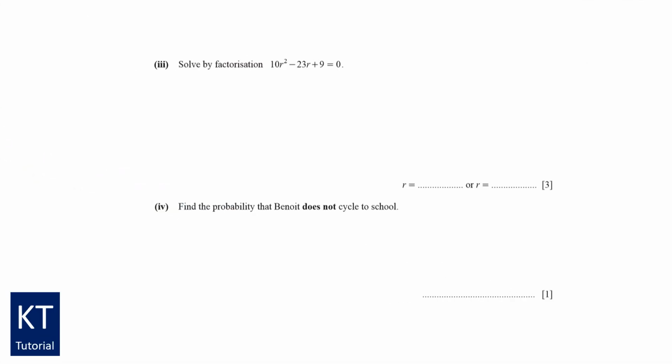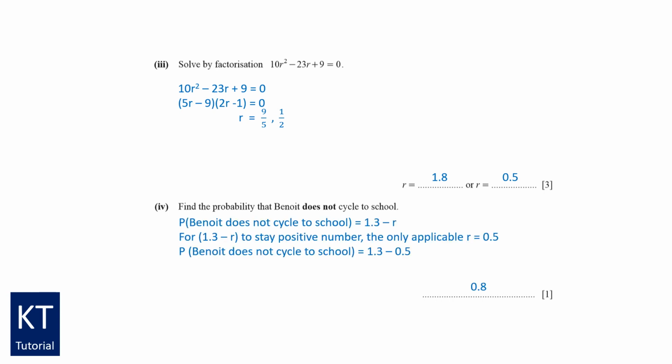Question 3. Solve by factorization the stated equation. Through factorization, R is 1.8 or 0.5. Next, find the probability that Benoit does not cycle to school. With probability only being meaningful as a positive number, the only applicable R is 0.5. This makes the probability of Benoit not cycling to school being 1.3 minus 0.5.